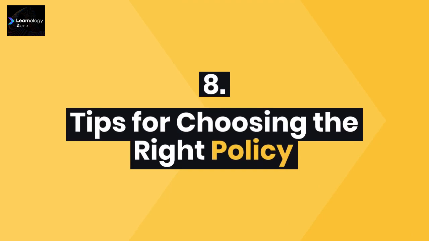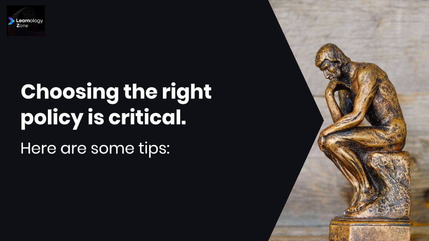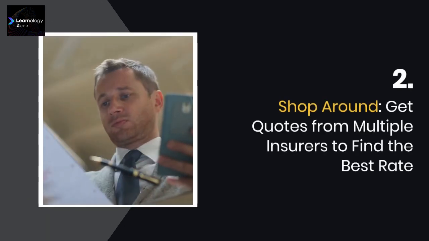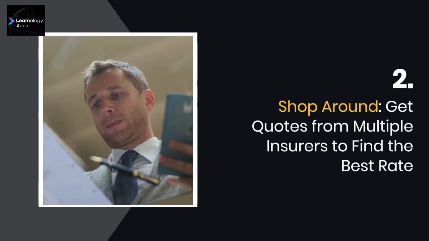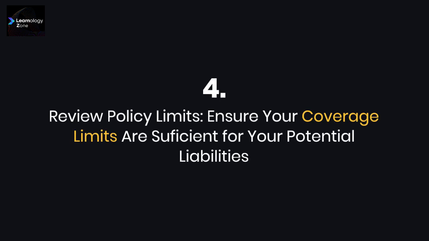8. Tips for choosing the right policy. Choosing the right policy is critical. Here are some tips. 1. Assess your risks. Understand your business risks to determine the appropriate coverage. 2. Shop around. Get quotes from multiple insurers to find the best rate. 3. Consider deductibles. Higher deductibles can lower your premium, but be sure you can cover them if a claim arises. 4. Review policy limits. Ensure your coverage limits are sufficient for your potential liabilities.